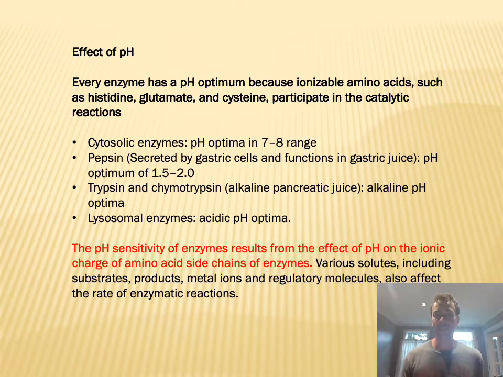pH can also affect enzyme activity. So just like temperature, every enzyme has a pH optimal. This is due to the chemistry that's happening with ionizable amino acids like histidine, glutamate, cysteine. For example, these are typically at active sites impacting the reaction. So if you can imagine, if you're adding or subtracting a proton to one of those sites on the enzyme, you can dramatically impact the reaction rate. So typically cytosolic enzymes have a pH optimal of 7 to 8. That's typically the pH in the cytosol.